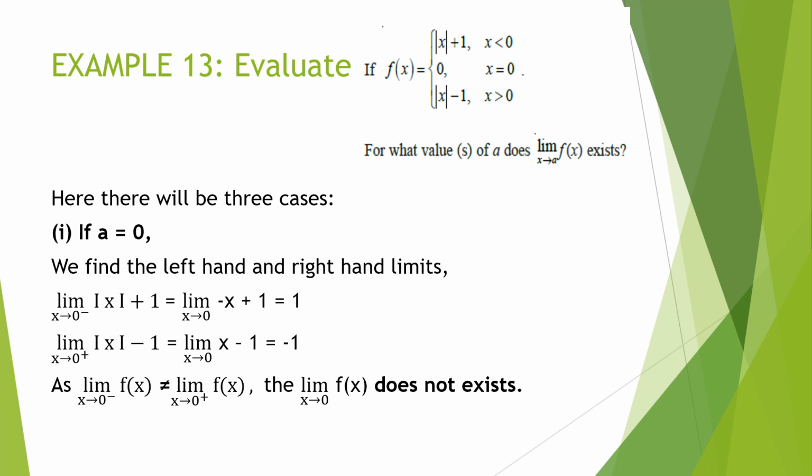If f(x) is defined as mod x plus 1 when x is less than 0, f(x) is 0 if x is equal to 0, and f(x) is defined as mod x minus 1 when x is greater than 0.